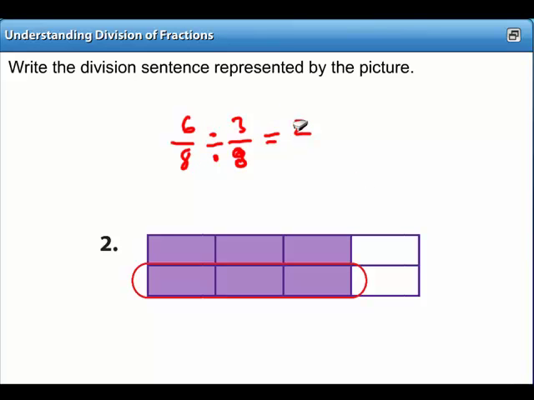We're not supposed to do that. That's why we do our algorithm. Skip, flip, and multiply. 6/8 times 8/3. 6 times 8 equals 48. 8 times 3 equals 24. And 48 divided by 24 equals 2. And that makes sense because there are 2 equal parts of 3/8 in this 6/8 of a piece.